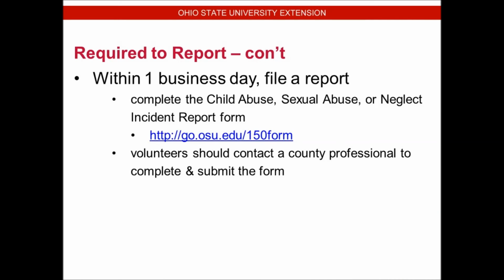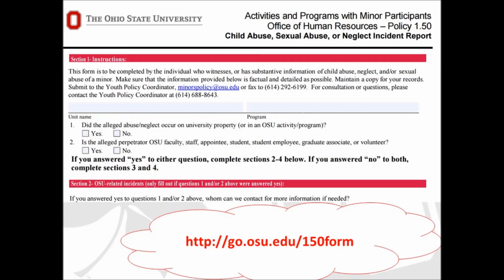So within 1 business day, you're going to file a report, and you're going to complete the child abuse, sexual abuse, or neglect incident report form. It is found on the OSU website at go.osu/150form. As a 4-H volunteer, you should also contact a County 4-H professional so we can help you complete and submit the report. This is an example of what the report looks like. It can be printed out as well as submitted online, and so this is going to be completed with the help of a 4-H staff member.